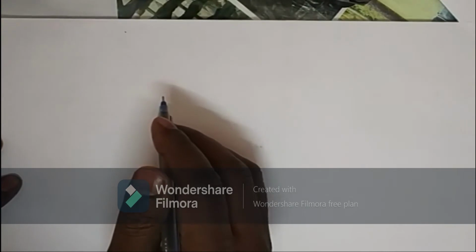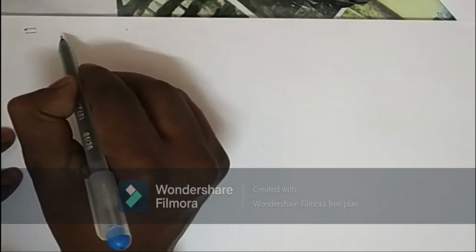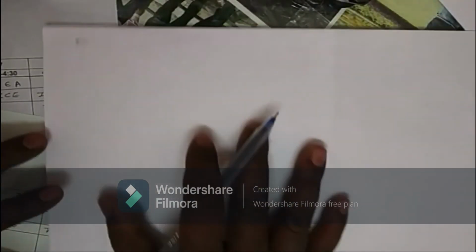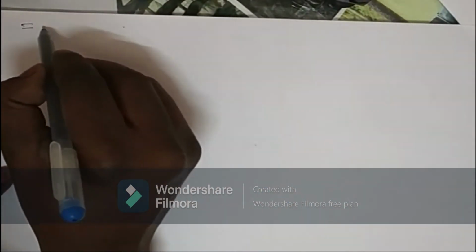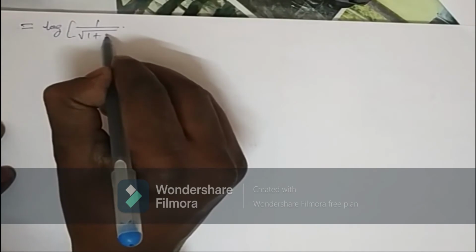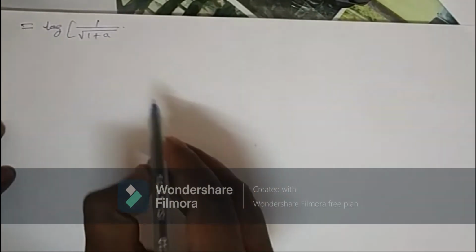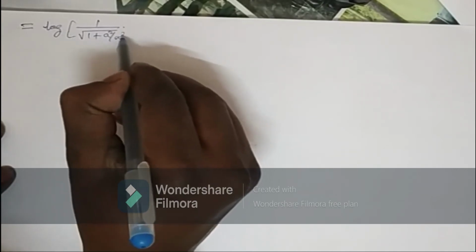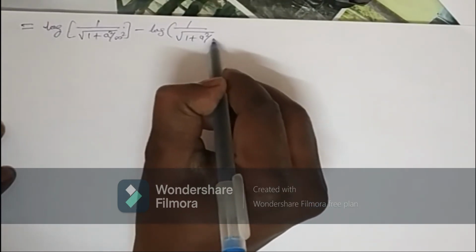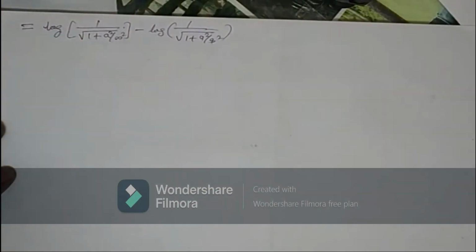Now put upper limit minus lower limit. So what we get here? If you put upper limit minus lower limit, what we get here? So that is equal to log of 1 upon under root 1 plus a square upon infinity square, bracket close, minus log of 1 upon under root 1 plus a square upon s square, bracket close, isn't it?